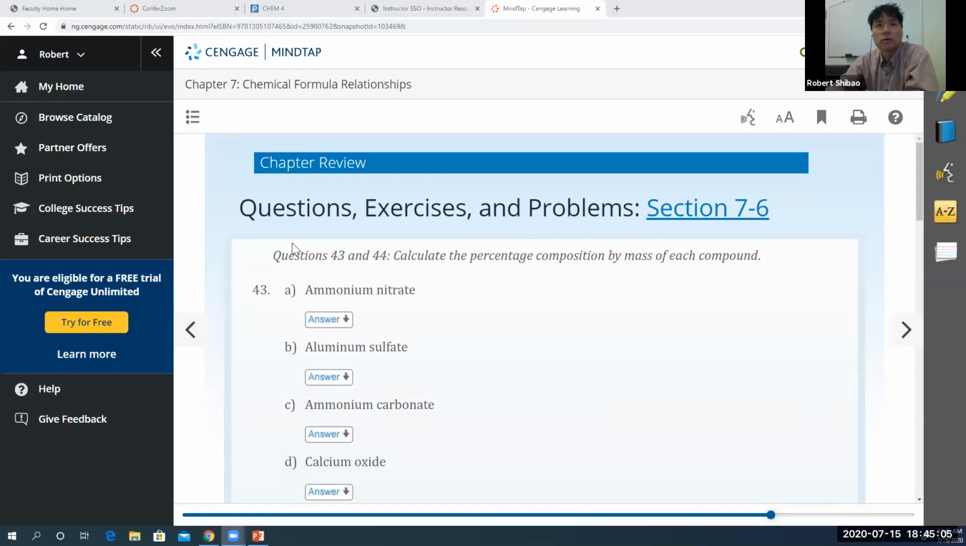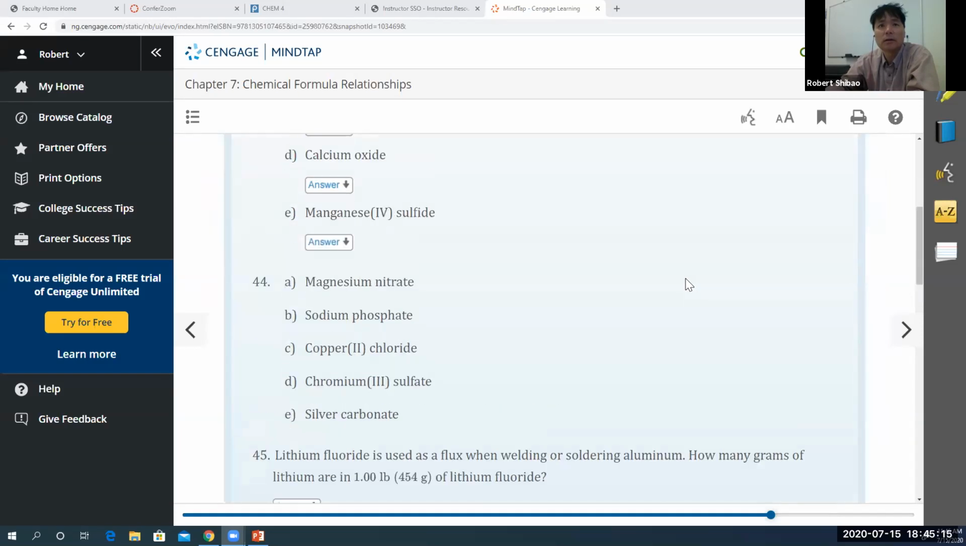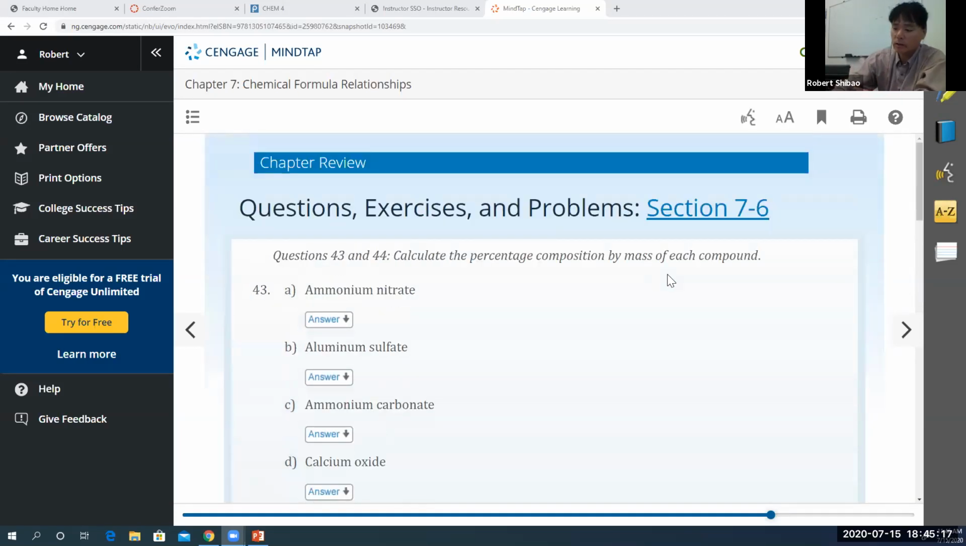All right, next question here. Calculate the percentage composition by mass of each compound. So let me talk about ammonium nitrate, because ammonium nitrate is often screwed up. The first thing is, what is the formula for ammonium nitrate? Ammonium ions are NH4+, nitrate is NO3−, and so the formula is NH4NO3.